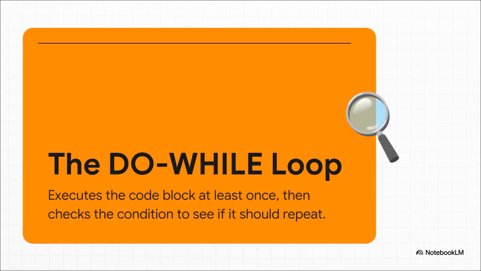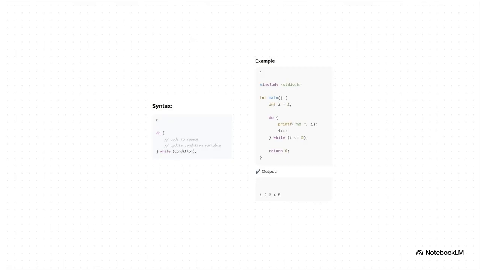And finally, we've got the do-while loop. This is our exit-controlled loop, the act first, ask questions later member of the family. Its absolute superpower is that it guarantees the code inside will run at least one time, no matter what the condition is. Take a close look at the syntax here.